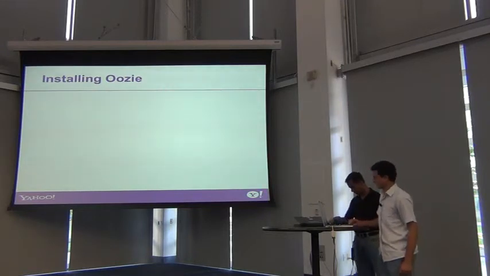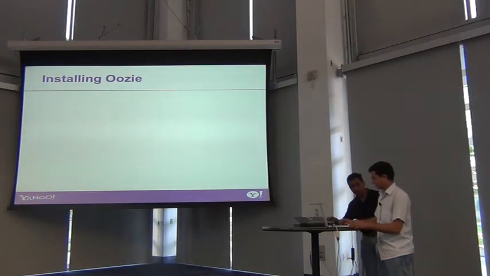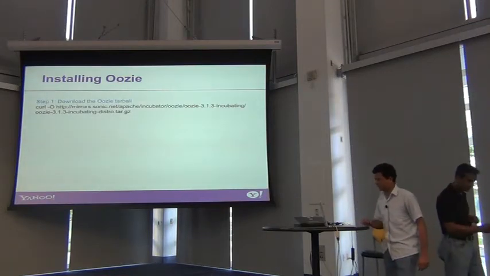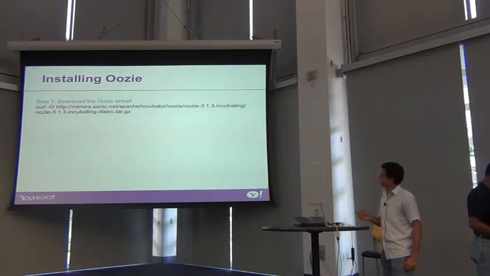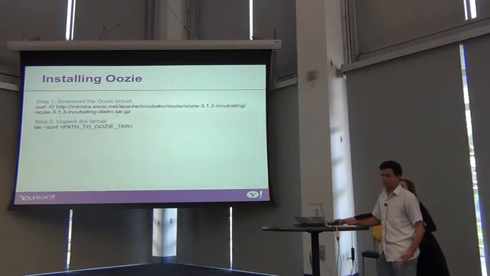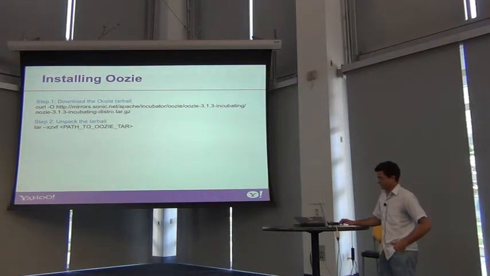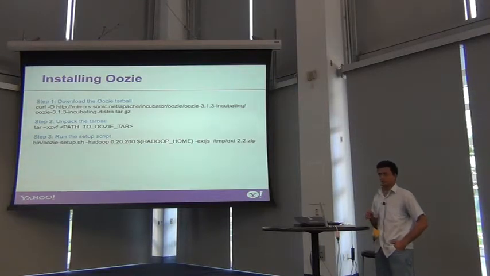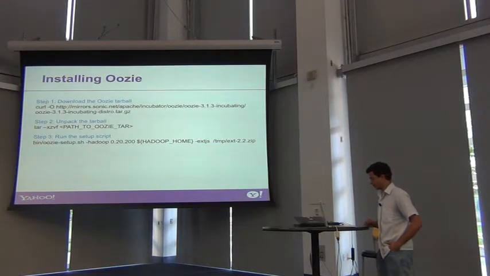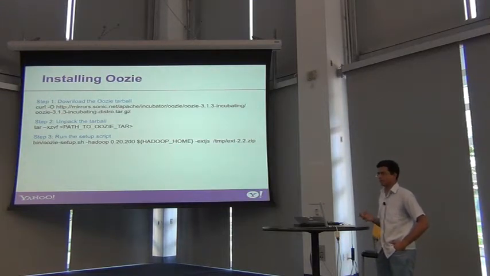So I will quickly show how we can easily use Oozie. The first step is installing Oozie, and for that we need to download the Oozie package. This link will be available on the Apache website too. The next step is to unpack this package. The third step is to run the setup script. For running the setup script, we need to point it to the place where Hadoop is installed. And if we want the Oozie web console to be enabled, we need to give the ExtJS library. It's just a JavaScript library.